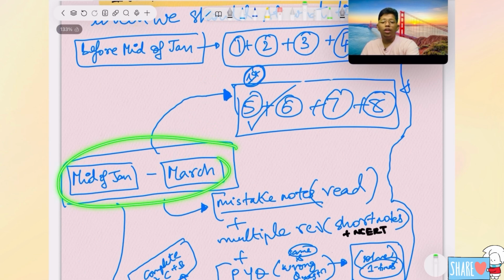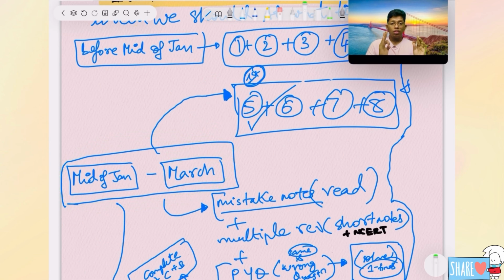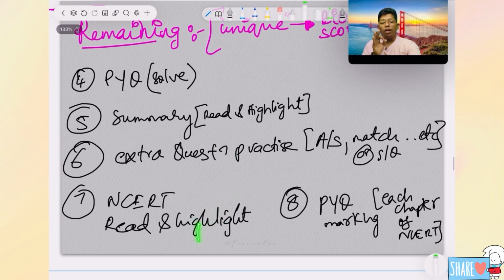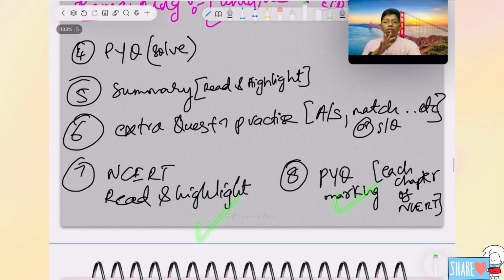From mid of January to March, around 2.5 months, is a very crucial period. It is a very important thing. At that time, what you should do is steps 5, 6, 7. Everything should be completed: summary, extra questions, reading NCERT, PYQ marking.